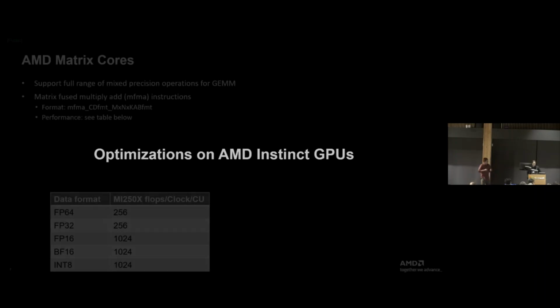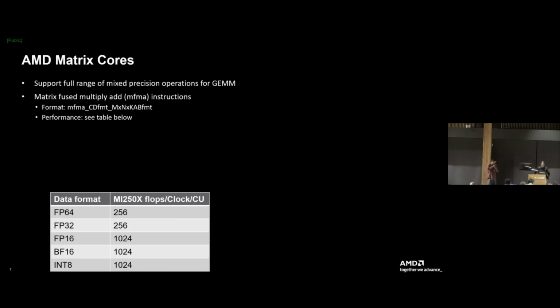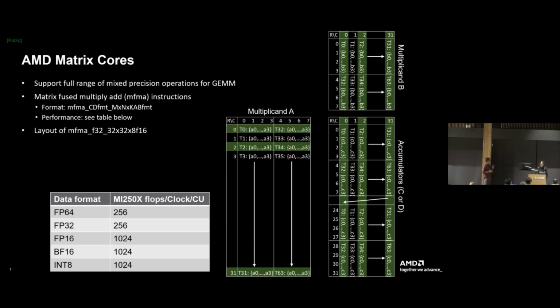Let's talk about optimizations we have done on the AMD GPU, the MI series. First, let's talk about the AMD matrix cores, which is a counterpart of NVIDIA's Tensor cores. It supports a full range of mixed precision GEMM operations, which is achieved by variations of MFMA instructions. The key to harnessing the MFMA instruction is its data layout, which refers to the distribution of elements among threads in the warp.